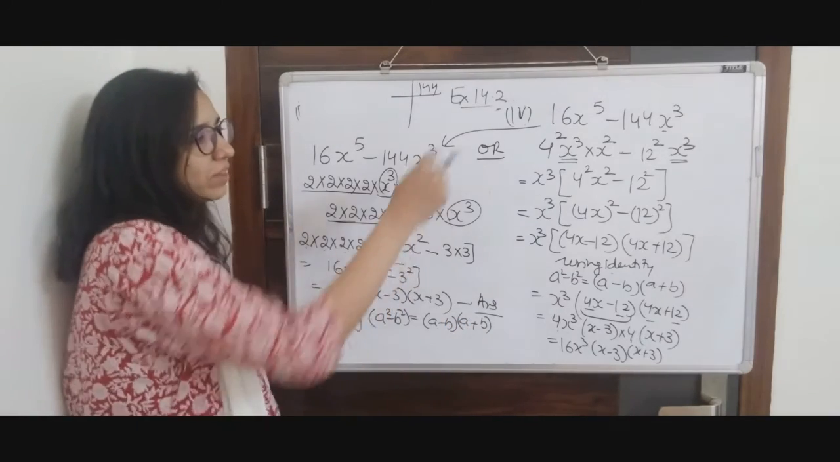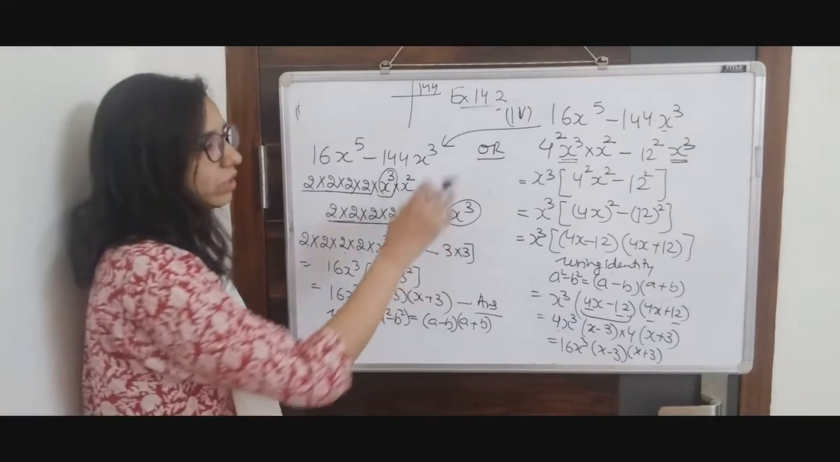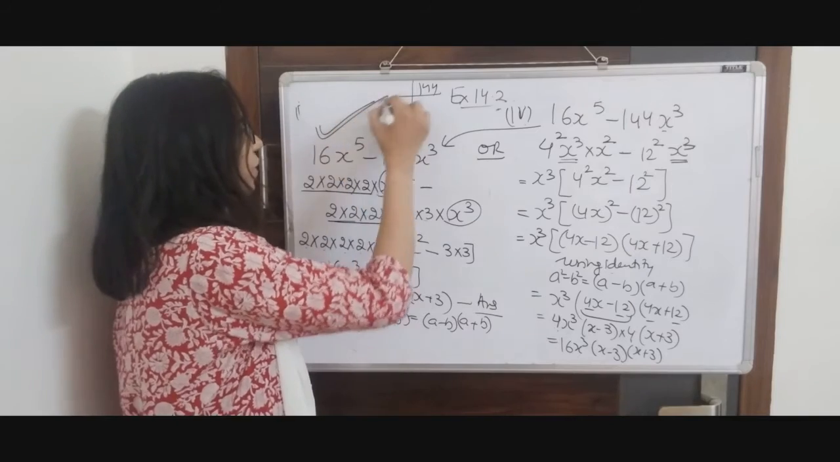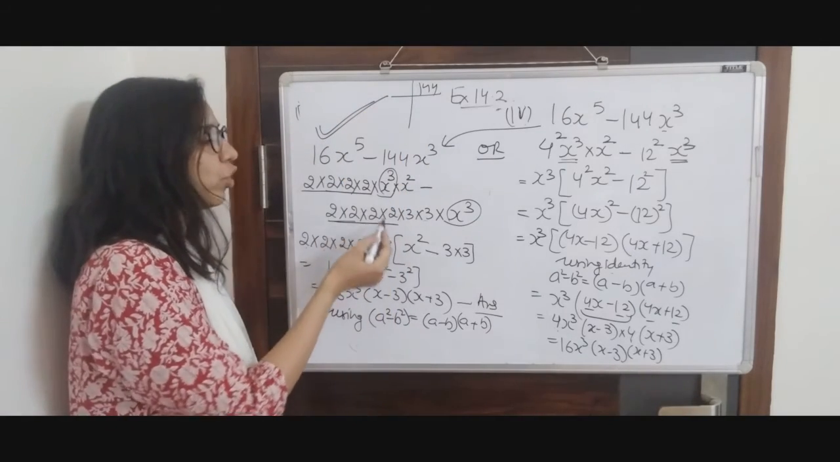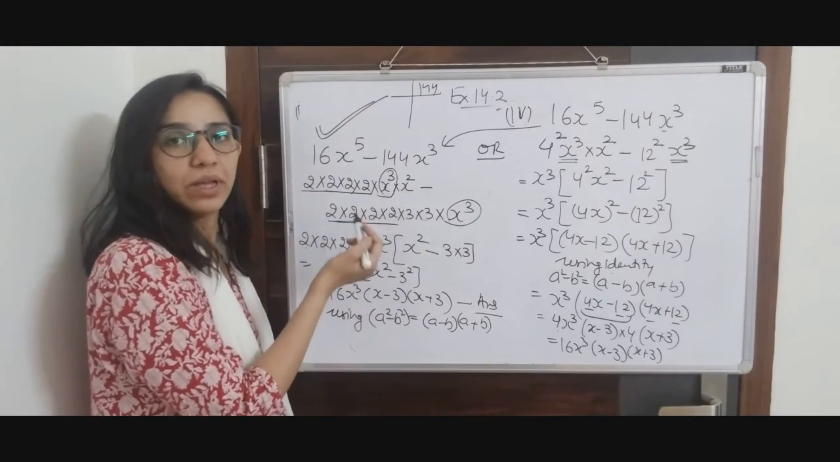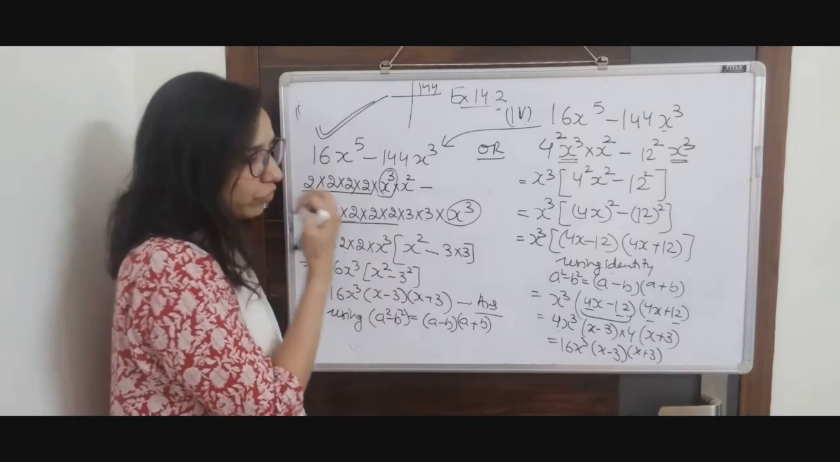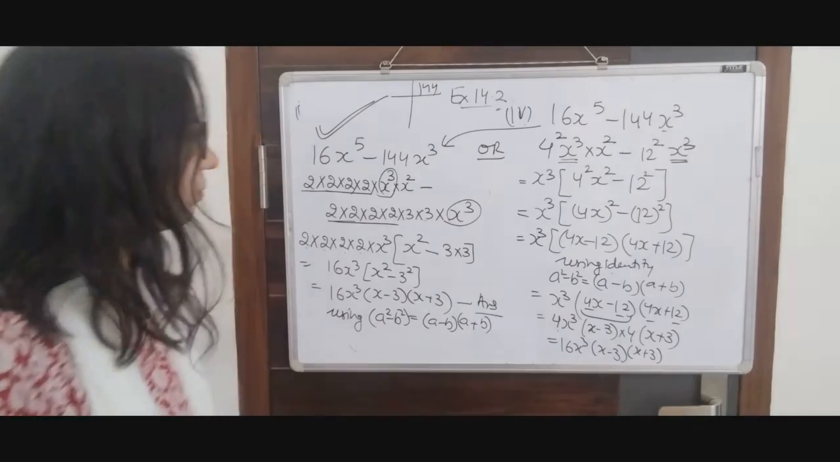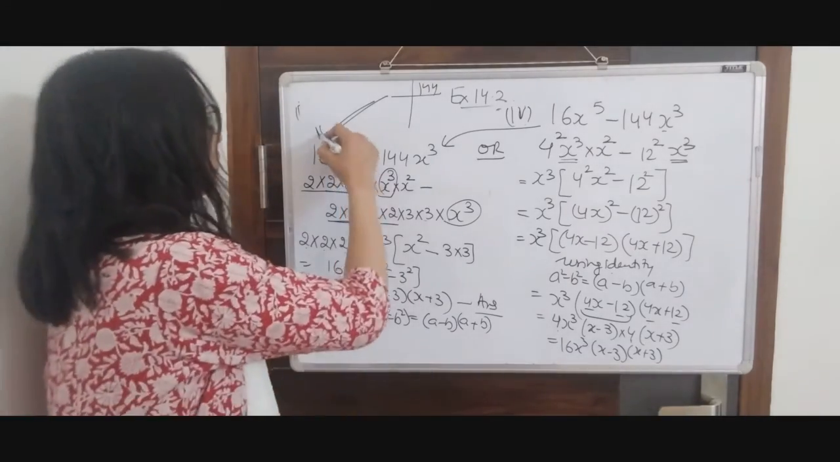This question can be solved using these two methods, and this one is more preferable because we are taking the common factor in the first step only. We are taking them outside. We are not leaving it for the last step. So use this one.